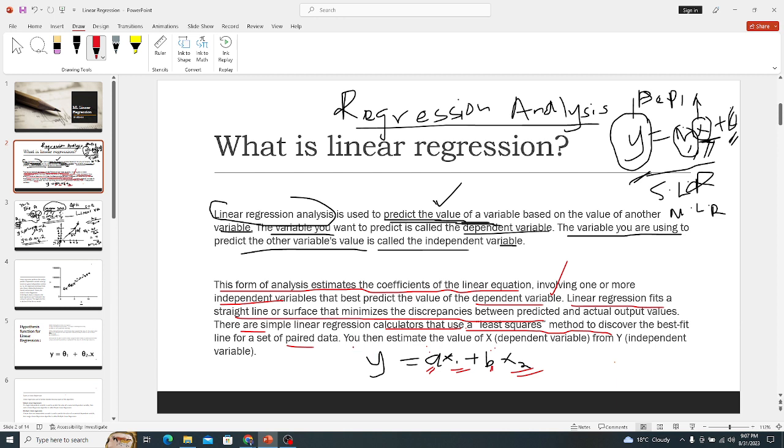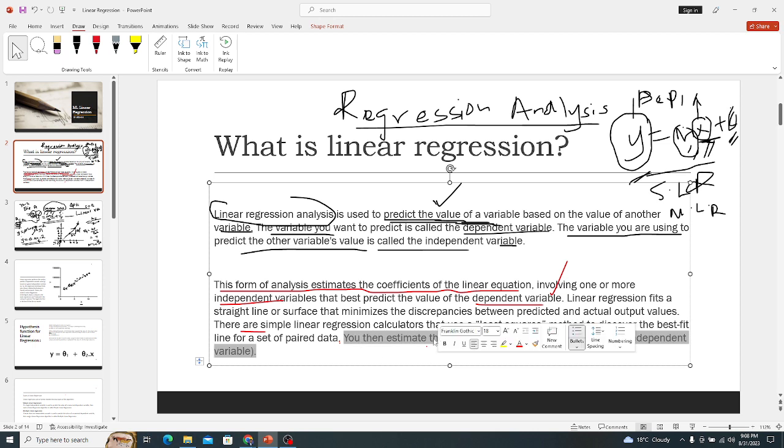You can then estimate the value of x, the dependent variable. Sorry, we must have a problem here. This should be the other way around, because x is the independent variable and y is the dependent variable. So just ignore this point. Let me remove it so that it does not bring confusion to you.